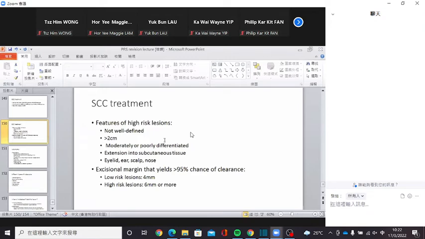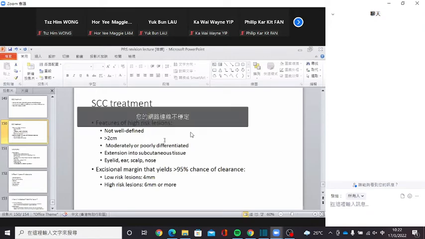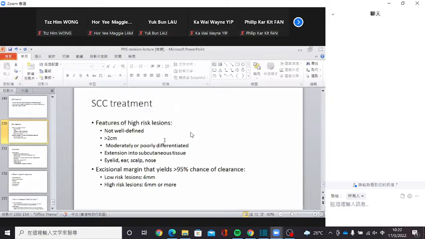For SCC, for high-risk lesions like those that are ill-defined, more than 2 cm, with extension to subcutaneous tissue, over the eyelid, ear, scalp, and nose, then they are classified as high risk. And for those high-risk lesions, we might consider a 6 mm excision margin. For lesions other than those, we may use 4 millimeter.